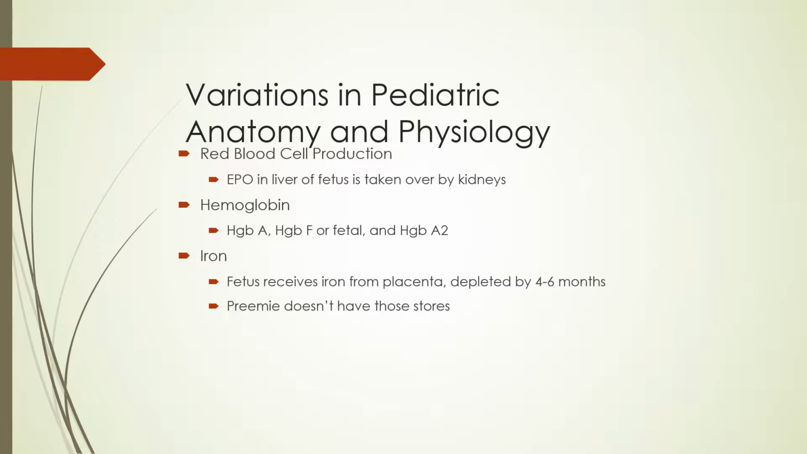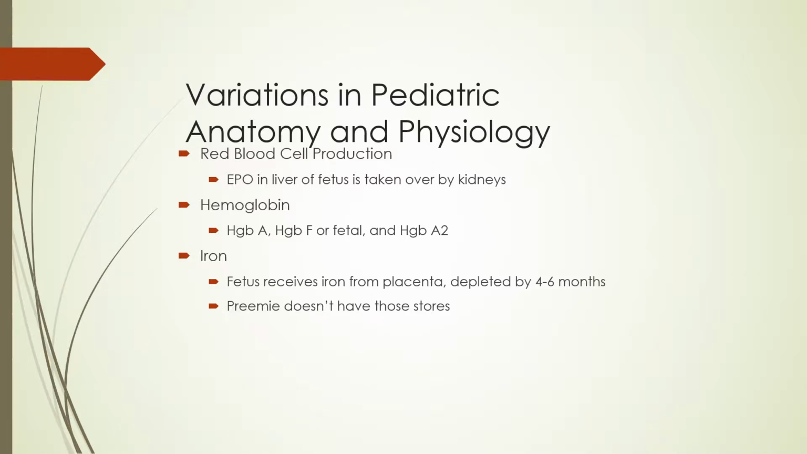All right, variations in pediatric anatomy and physiology. Our red blood cell production when we start this life comes from our mamas, it's derived from EPO, erythropoietin, which in the liver is where we get it as a fetus, and then after we are born, our kidneys take over. Also, hemoglobin, when we are born, there are three types of hemoglobin: hemoglobin A, hemoglobin F or fetal, and hemoglobin A2. And it's very common to have a fairly high amount of hemoglobin F when we're first born. But by a few months later, we should have mostly hemoglobin A.